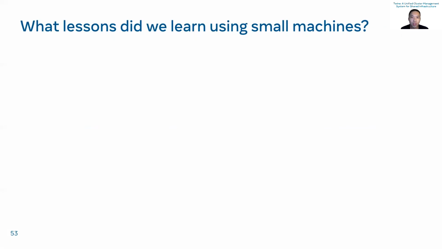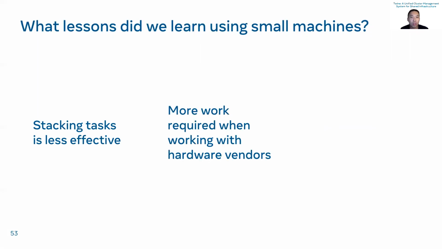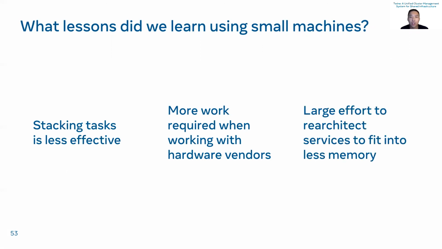Although we did have success in using small machines, we did have challenges. For example, small machines made stacking tasks less effective. Second, most other large companies typically use big machines. And as a result, this required more work for us when working with our hardware vendors to design smaller machines optimized for our workloads. And lastly, there was significant engineering effort to re-architect many services to fit into less memory.